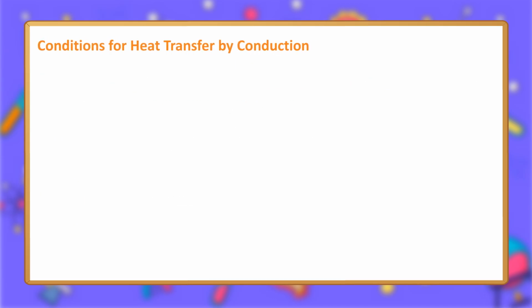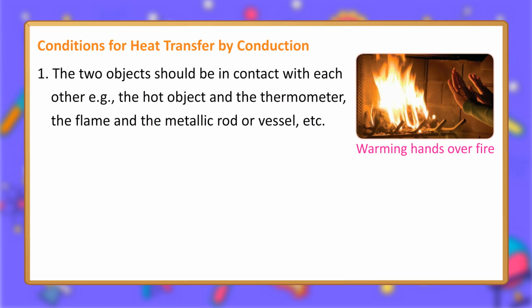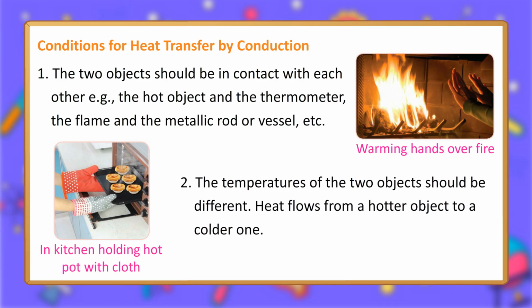Conditions for heat transfer by conduction. 1. The 2 objects should be in contact with each other, for example, the hot object and the thermometer, the flame and the metallic rod or vessel, or warming hands over fire. 2. The temperatures of the 2 objects should be different. Heat flows from a hotter object to a colder one, as in the kitchen, holding a hot pot with a cloth.